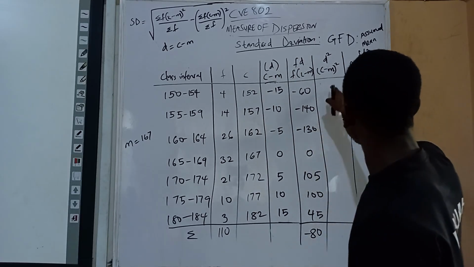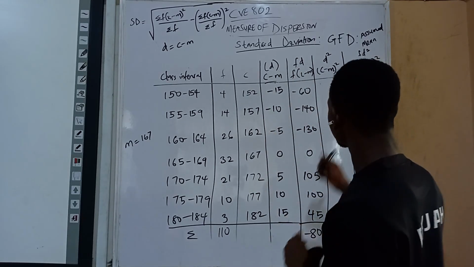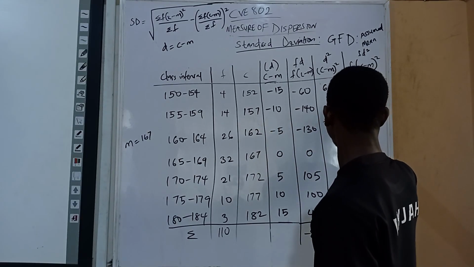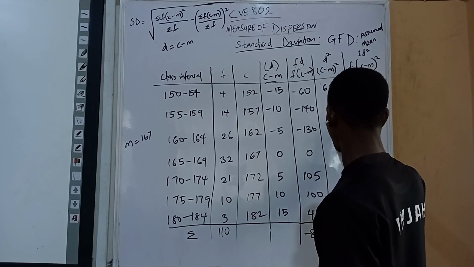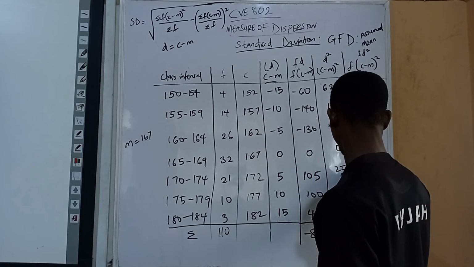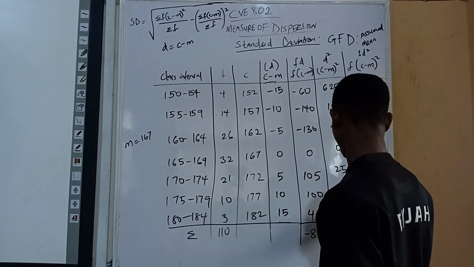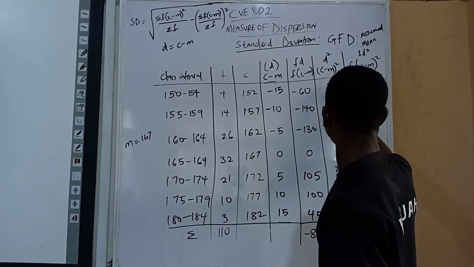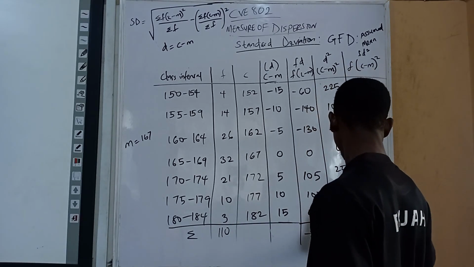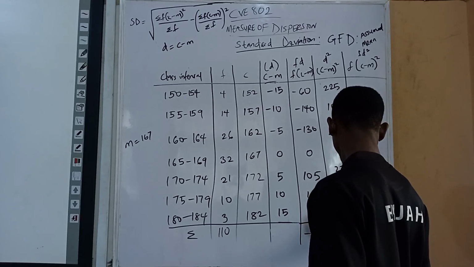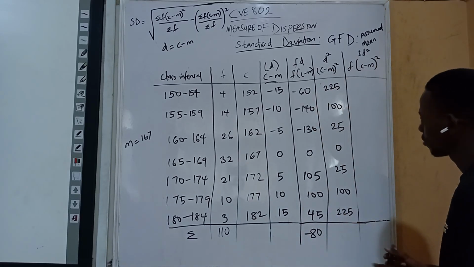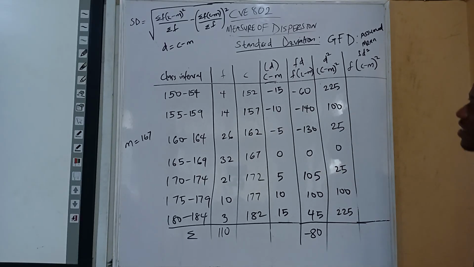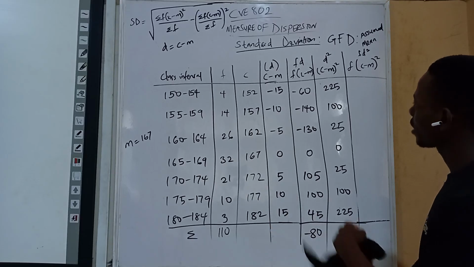Come here, C minus M squared. 15 squared is what? 10 squared is what? 5 squared. 0. 100. No, it's 225. 25 squared is 625. So now that we've done this, the next thing to do is to multiply our d squared and our f.